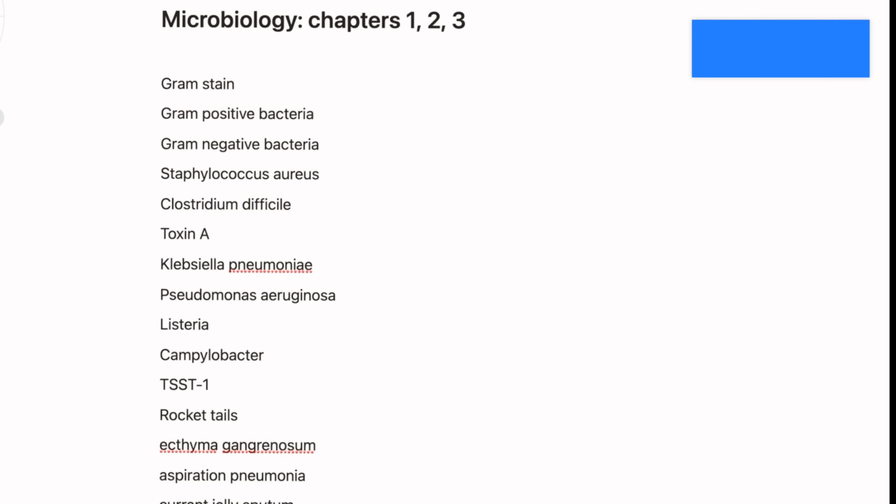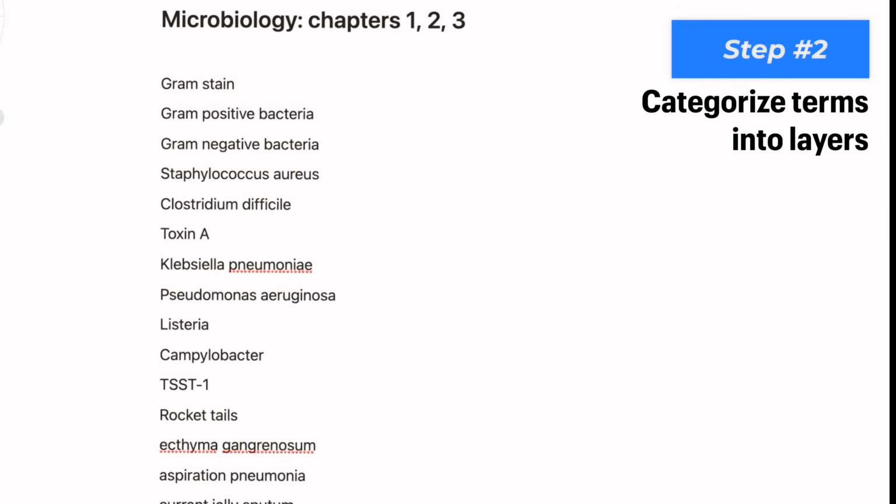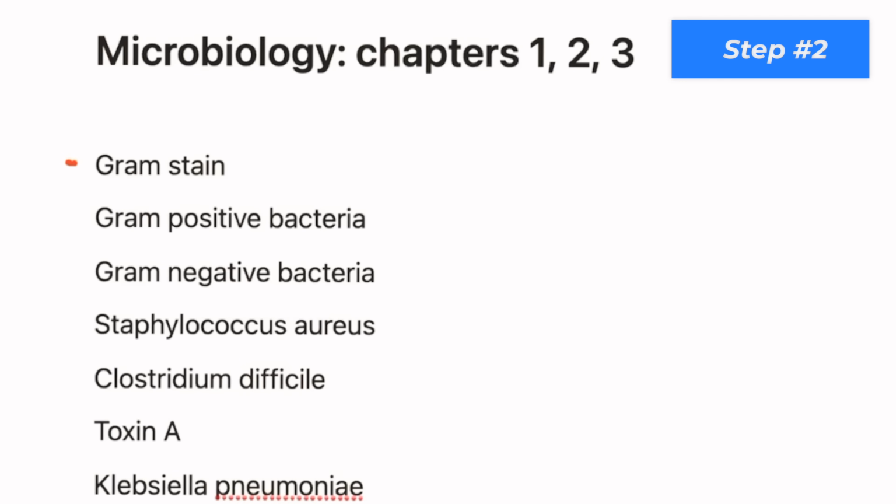For step 2, I'm going to categorize the terms into the 3 layers. It really helps to compare and contrast all the key terms against each other to figure out where they belong. So first, what is a gram stain? A gram stain is a laboratory technique that we use to identify bacteria.